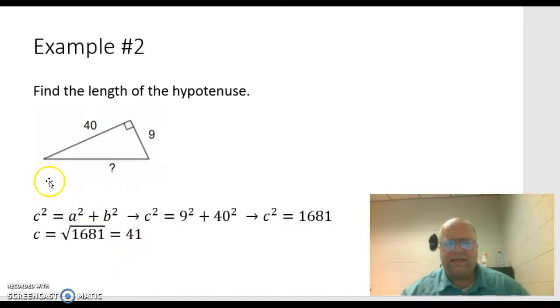That means that the length of the hypotenuse is 41. Now a quick note here, the length of our hypotenuse should always come out to be greater than either of our sides. So if we get an answer that's less than one of our sides, we know we made a mistake somewhere. And vice versa, if we find the length of a leg, it should always be less than that of our hypotenuse.